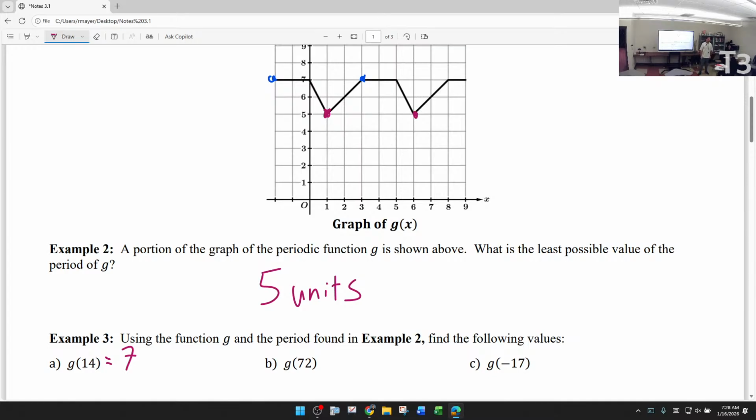Now I got 72, 62, 52, 42, 32, 22, 12, 2. 6. Good enough?